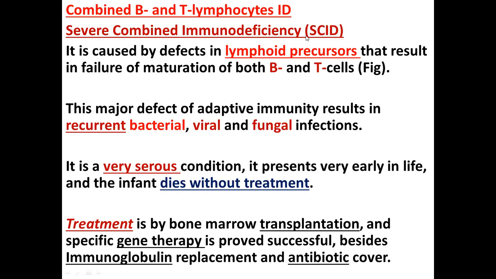Severe combined immunodeficiency. What does combined mean? It means B cell and T cell, because the defect is early in the lymphoid precursor. This is caused by a defect early in the lymphoid precursor. So there will be failure of maturation of both B cells and T cells. This is a major defect of adaptive immunity. This will result in infection with all microbes, recurrent bacterial, viral, fungal, extracellular, and intracellular. It is a very serious condition.